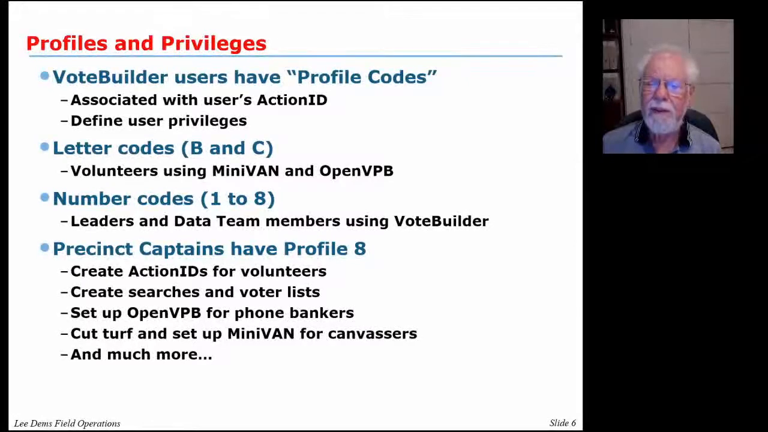Number codes, the numbers 1 to 8, are used for precinct leaders and for data team members using VoteBuilder, and most precinct captains have profile 8. That gives you lots of privileges. You can create ActionIDs for your volunteers. You can create searches and voter lists. You can set up OpenVPB for phone bankers. You can cut turf and set up Minivan for canvases, and you can create searches and many, many other things, and we'll talk about those throughout these lessons.